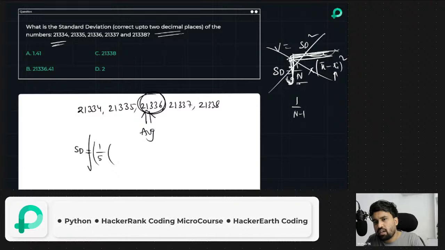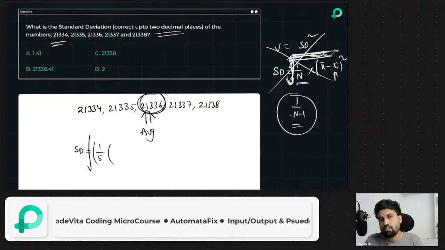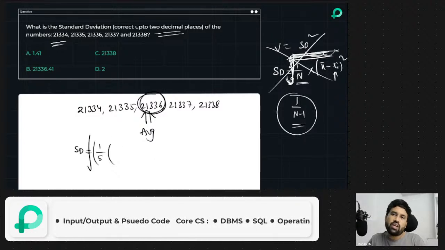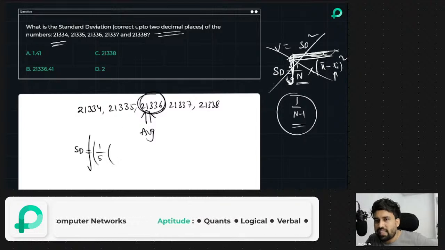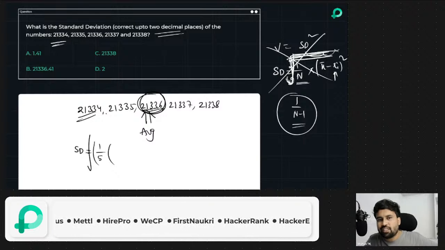1 by n is for population and 1 by n minus 1 for sample. So this is a population, so you can directly use 1 by n. So start doing this. What is x minus xi whole square, which is nothing but the average minus a particular number difference. So the average is the middle term. What will be the differences? For the first term and the average, the difference is 2. So 2 square is nothing but 4.